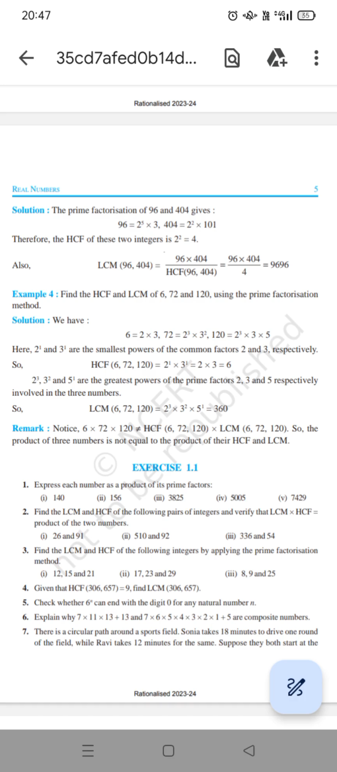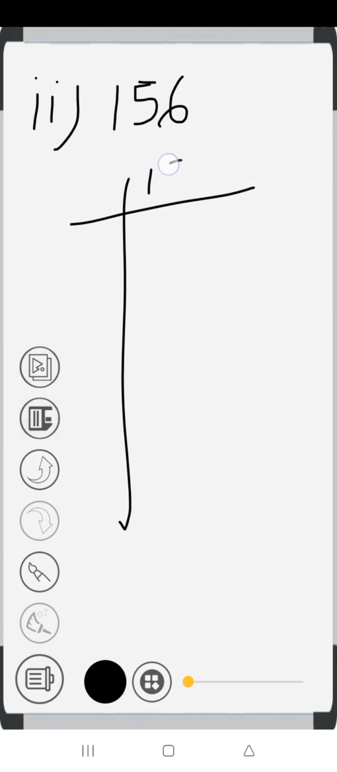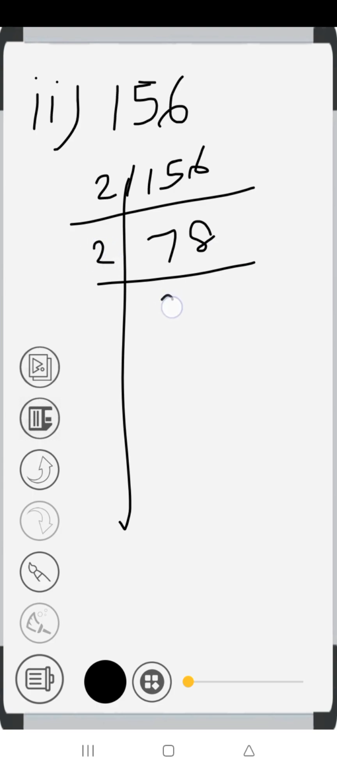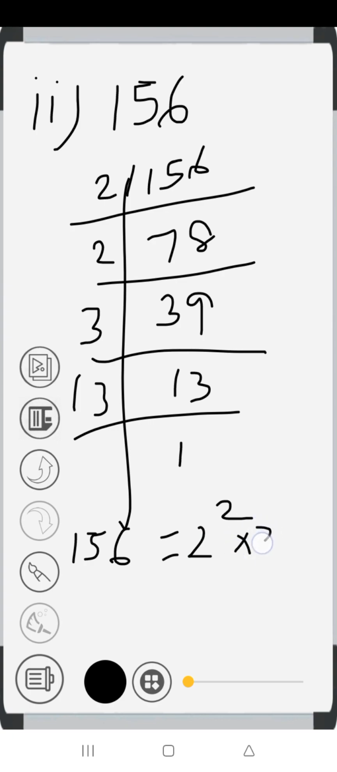The next part is 156. So 156 can be written as: 156 when divided by 2, we get 78, since 2 sevens are 14. So again by 2, 39, again by 3, and 13 is a prime number. So we get 156 equal to 2 squared into 3 power 1 into 13 power 1. Hence, this is the solution for this part.